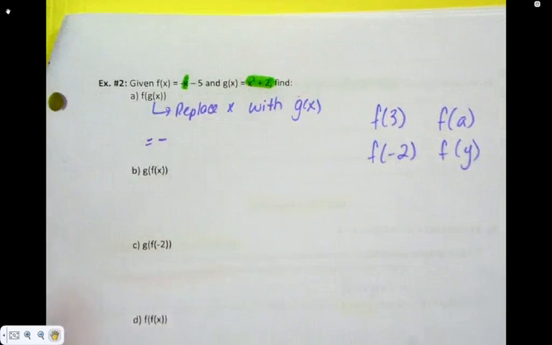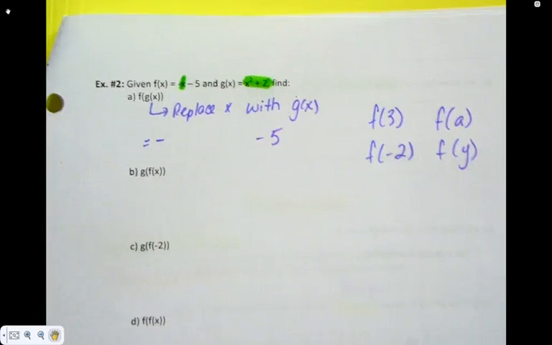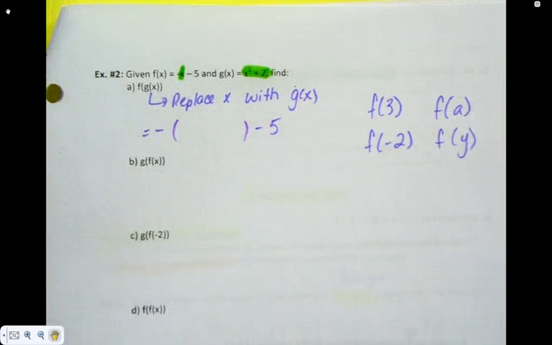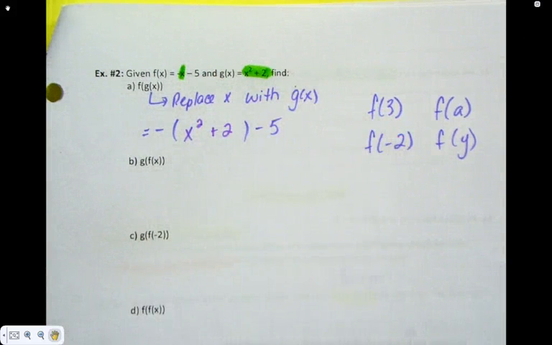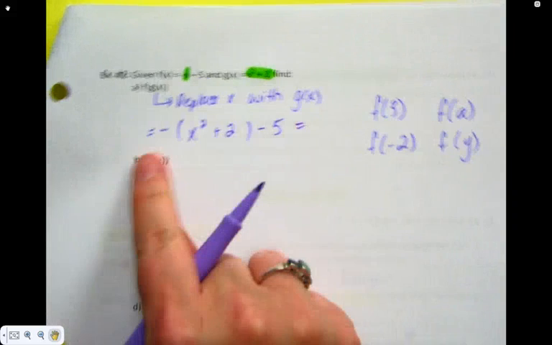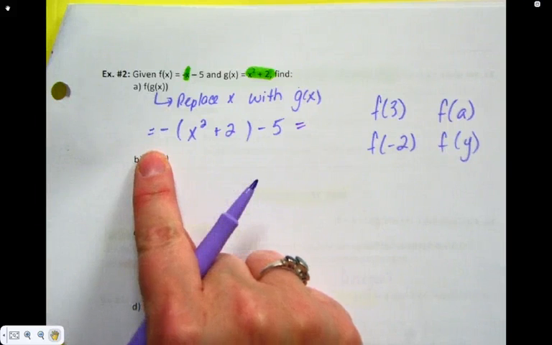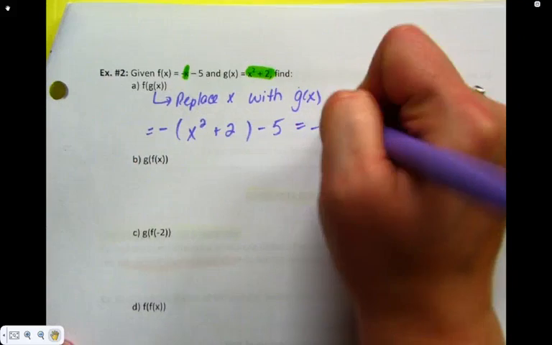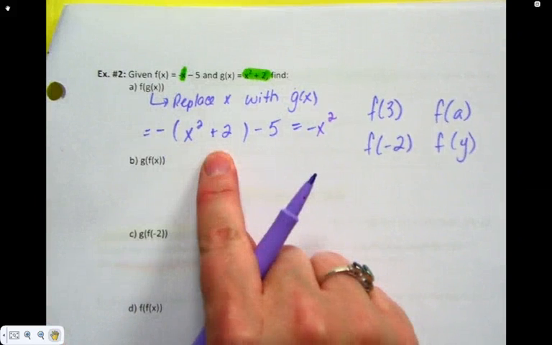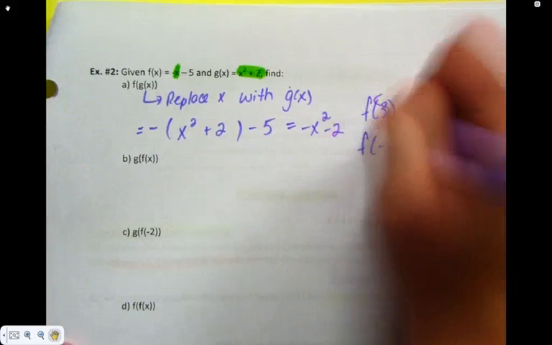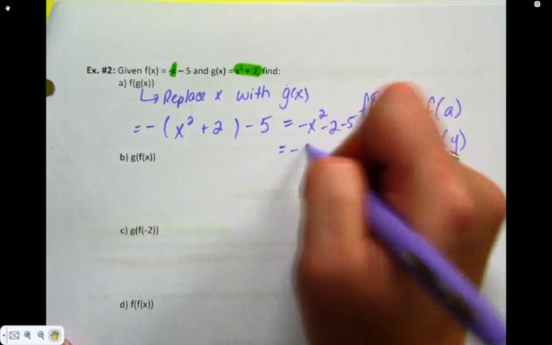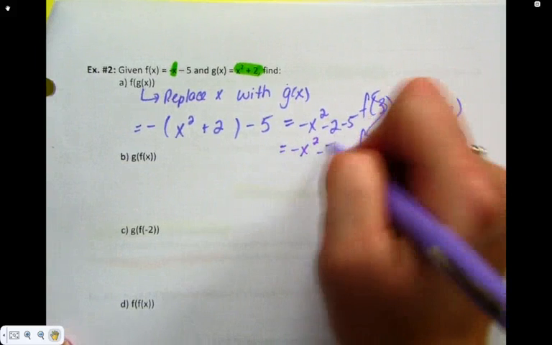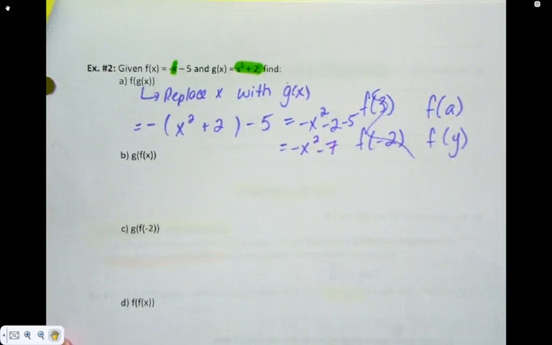So I'm going to leave that negative, and I'm going to leave that minus 5 at the back. All I'm going to do is take out x, and what am I putting in its place? X squared plus 2. That's called a composition of functions. It's putting one function into another function. And then we would just simplify. So what do I do with this negative in the front? Just distribute it. So a negative times x squared is negative x squared. And a negative times a positive 2 is negative 2. And then I still have that minus 5 hanging around at the back. And then I would just simplify it. Negative x squared minus 7. That's a composition of functions.